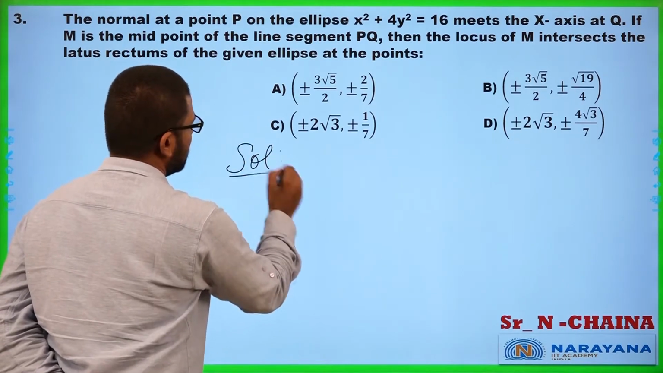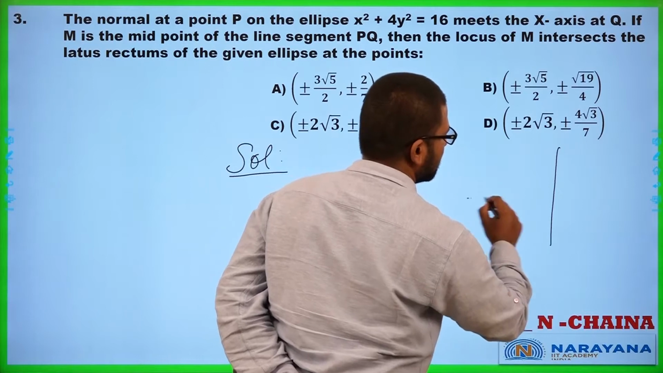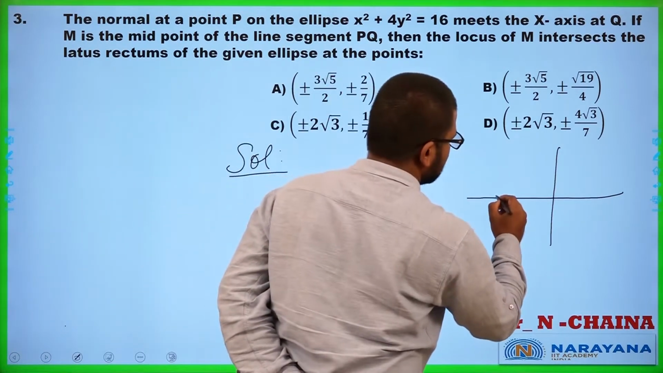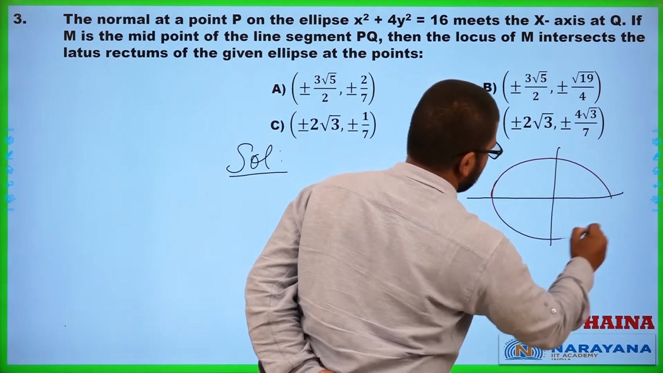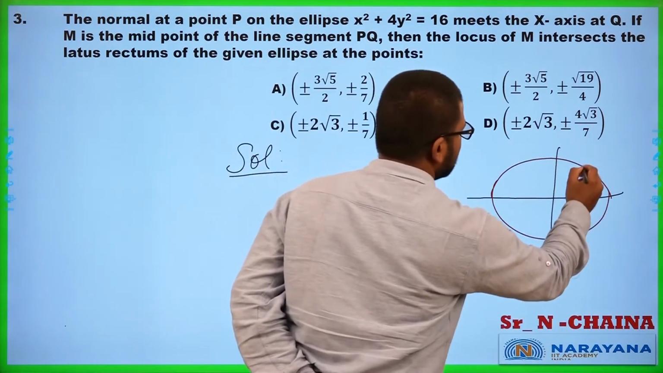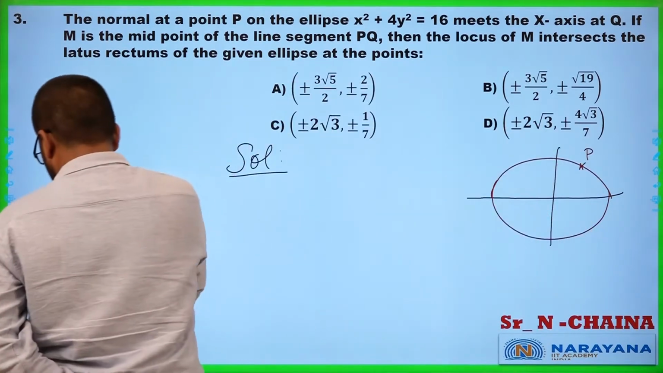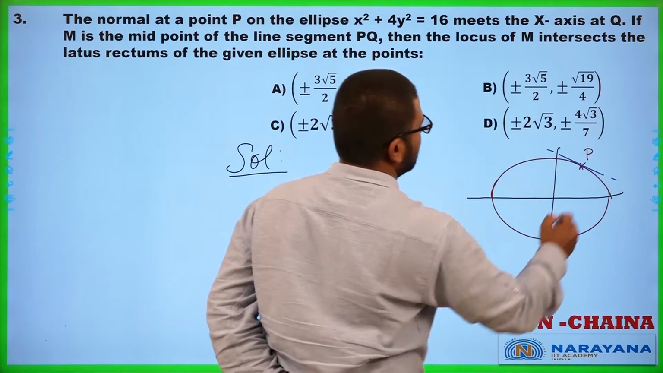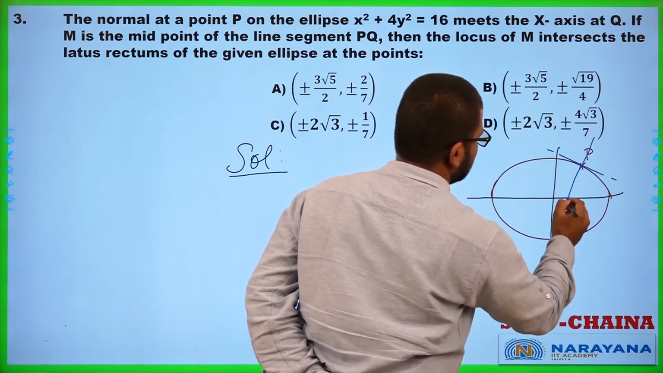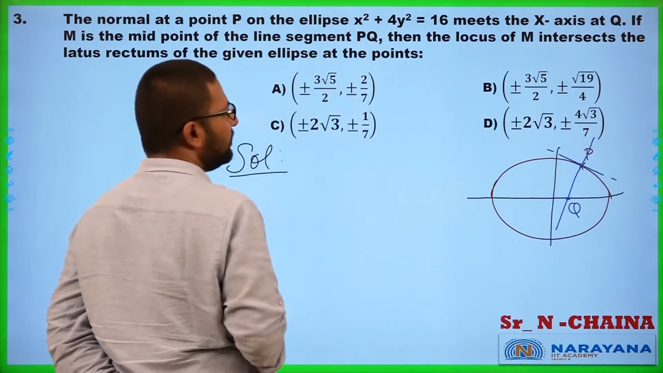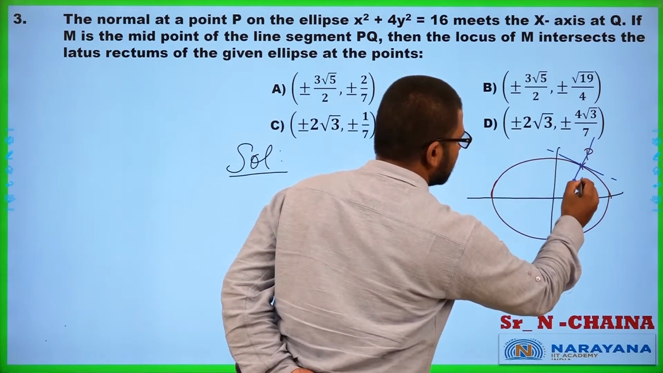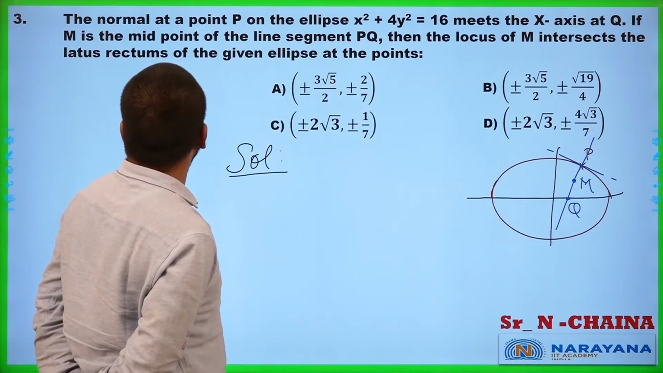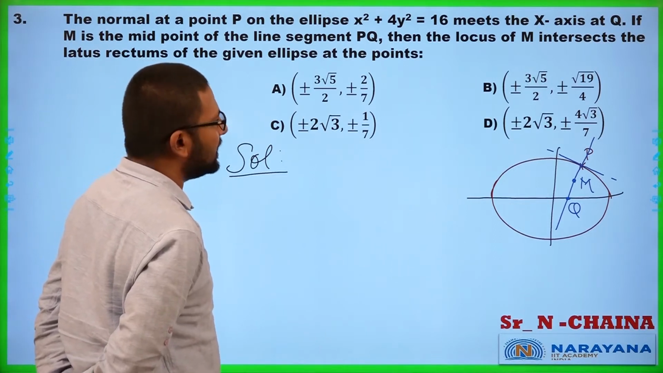Yeah? So, we have the ellipse and we have a point P on which we are drawing the normal, which meets the x-axis at Q, and we have the midpoint M. Correct? Okay. Now we need to first find locus of M, and it is said that it intersects the latus rectum of the given ellipse at which points.